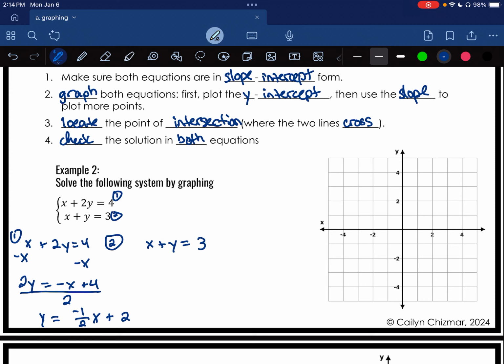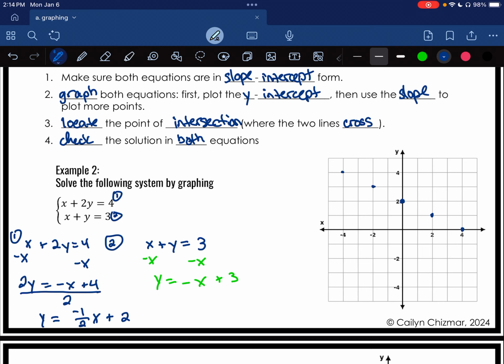And then this next one, I'm actually going to graph in green. So here I only need to subtract x. I'll end up with y is equal to negative x plus 3. And now I've got my two equations that I can graph. So I'm going to start with equation number 1. So y-intercept at 2 and a slope of negative a half, which means it's going to go down 1, right 2.